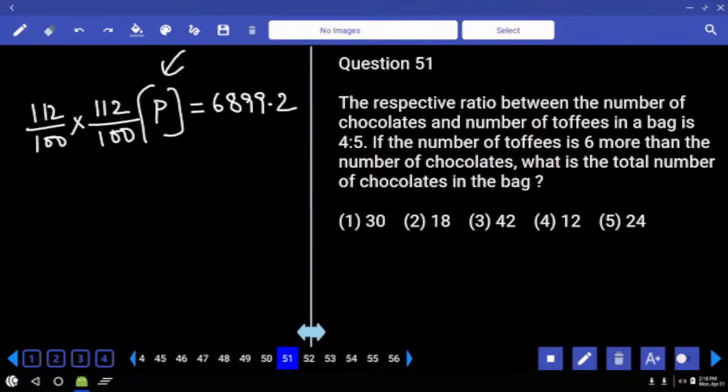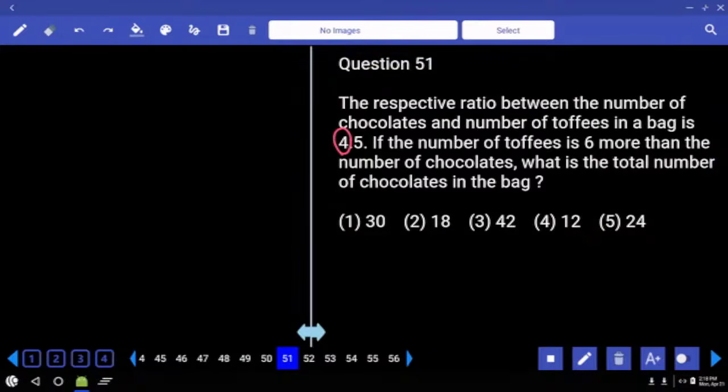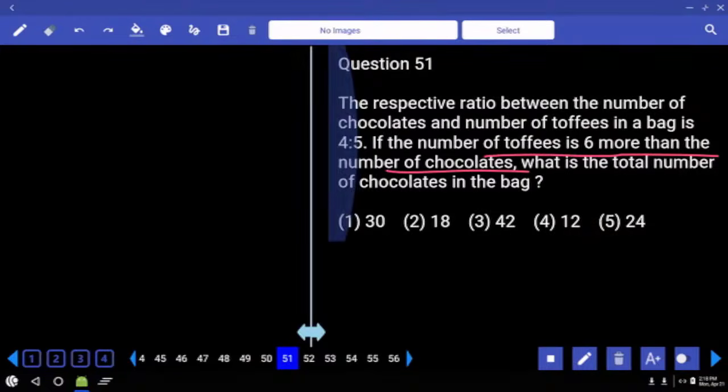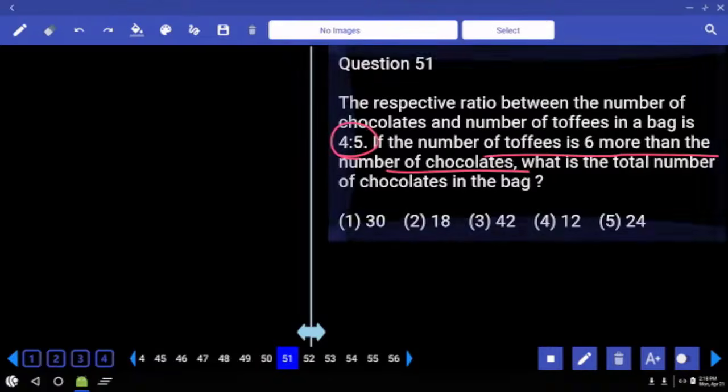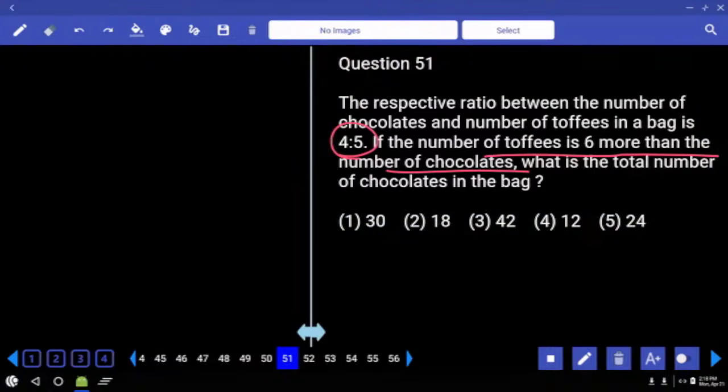The respective ratio between the number of chocolates and the number of toffees in a bag is 4:5. If the number of toffees is 6 more than the number of chocolates, what is the total number of chocolates in the bag? How many parts do we have? Finally, we have to identify 4 parts. It is given that toffees are 6 more than chocolates, correct? In terms of parts, toffees are how many parts more than chocolates? That means 1 part is equal to 6 and we need to calculate 4 parts, which is equal to 24. Nothing is there in this question.